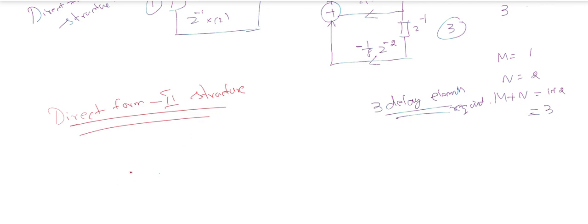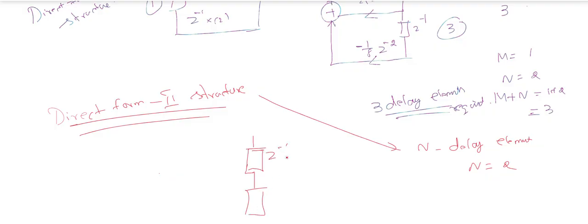So in this, replace the all-pole system first. So combine these 2 delay elements, directly we can draw. In direct form 2 structure, we require only n delay elements. What are the n delay elements? n is equal to 2. Only 2 delay elements are needed. So z inverse, z minus 1.